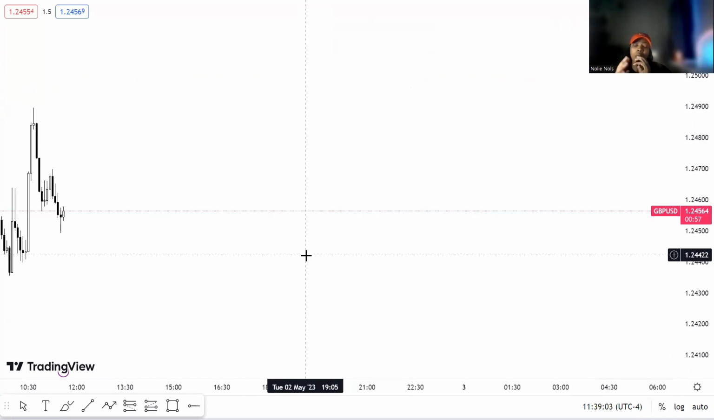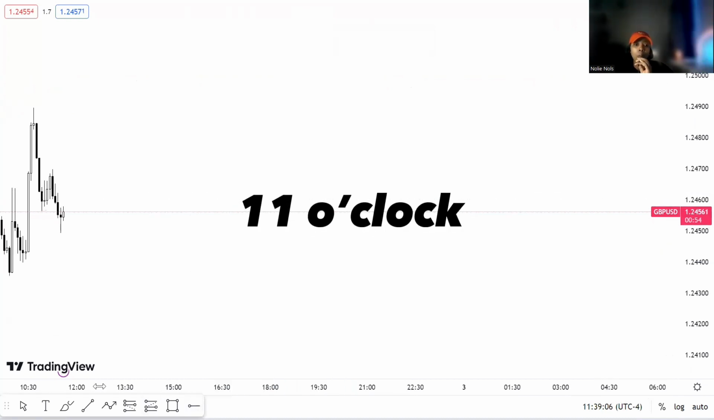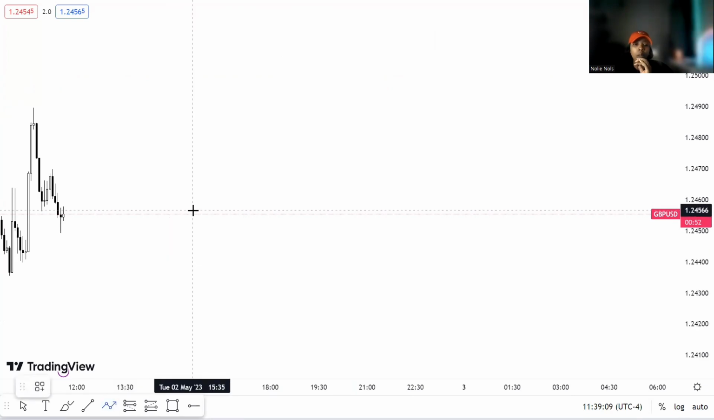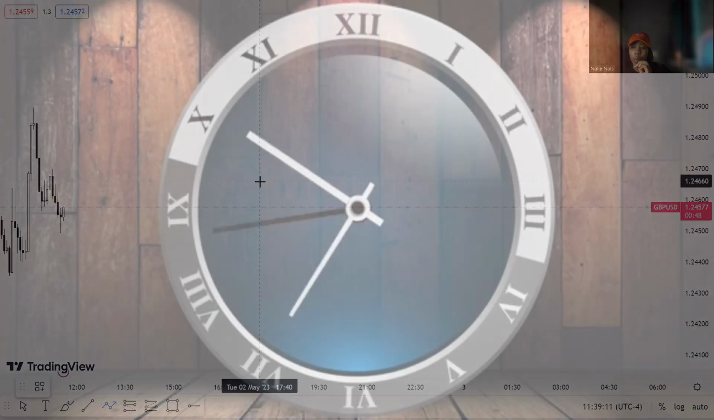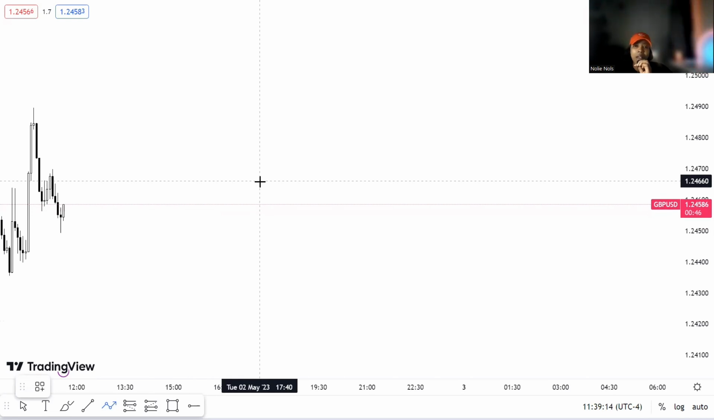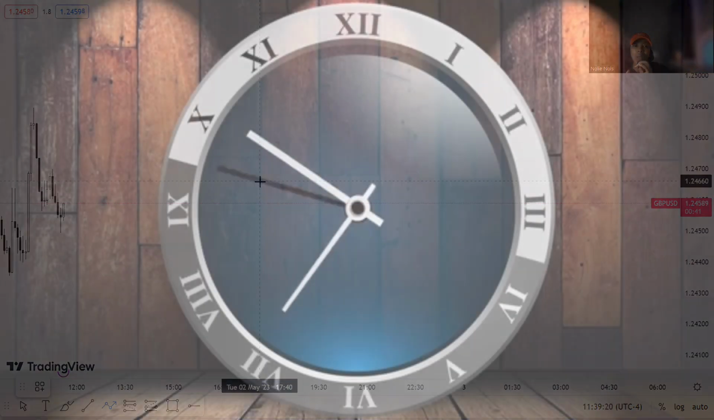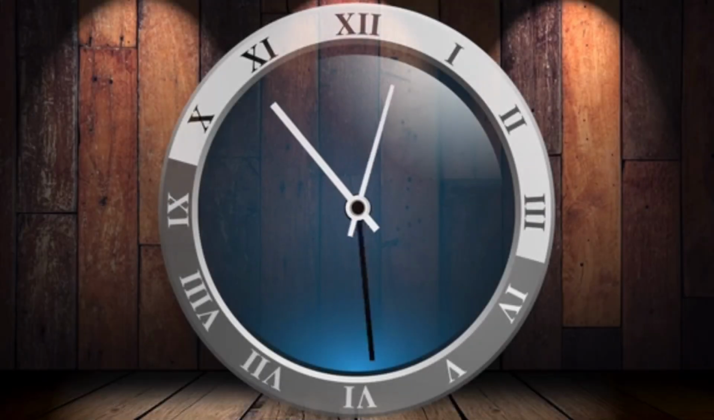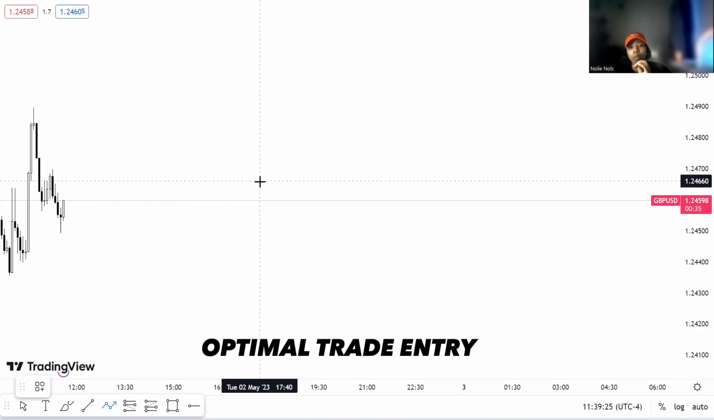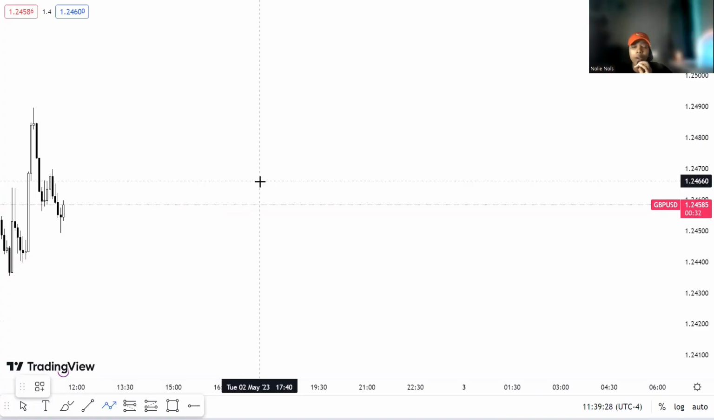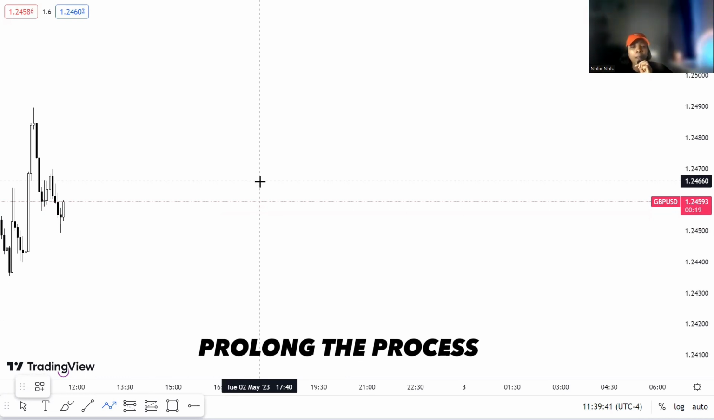9:30 strategy till 11 o'clock. So I feel like most people get the time wrong when looking at the time and price, even though I think he was very specific about the time, right? It's 9:30 till 11 a.m. for the optimal trade entry mixed with the fair value gap. Now I'm trying here to simplify things for those who are new to the strategy, so that we don't prolong the process.